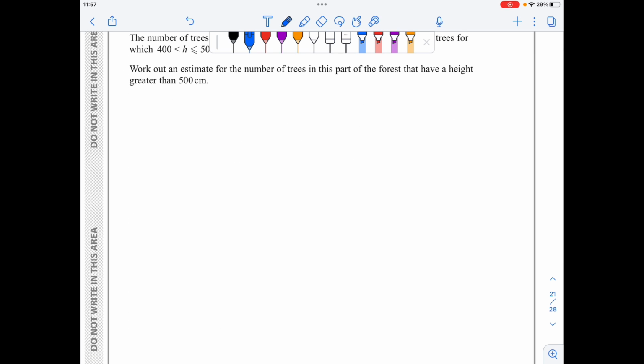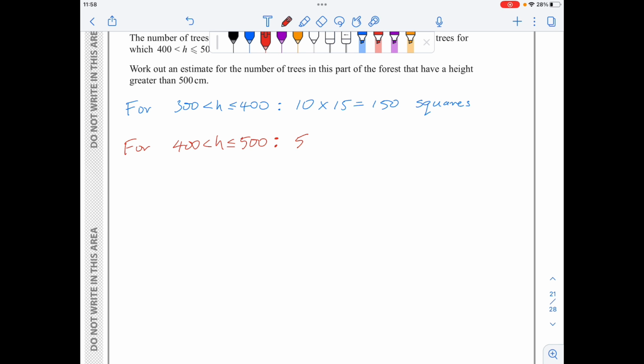Now for the blue region, which is between 300 and 400, the block is 10 squares wide and 15 squares high, so 10 times 15 is 150 squares. For the red region, which is from 400 to 500, I have two blocks. One of them is 5 squares wide and 37.5 squares high, and the second one is 5 squares wide and 12.5 squares high. If you do this calculation, you will get 250 squares.